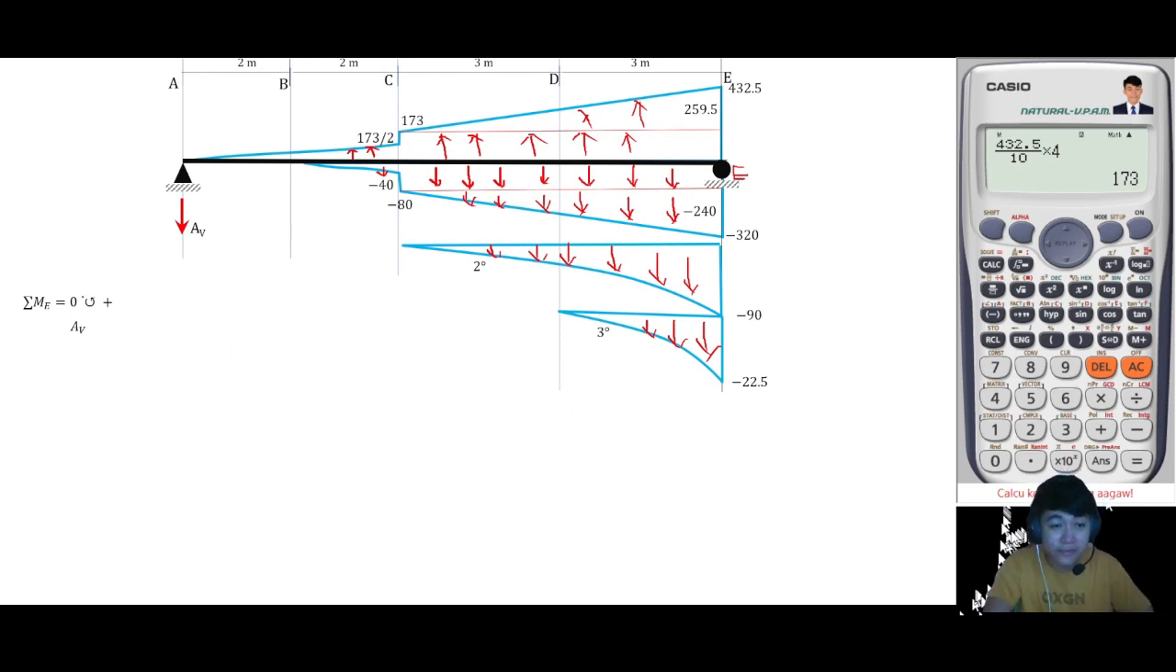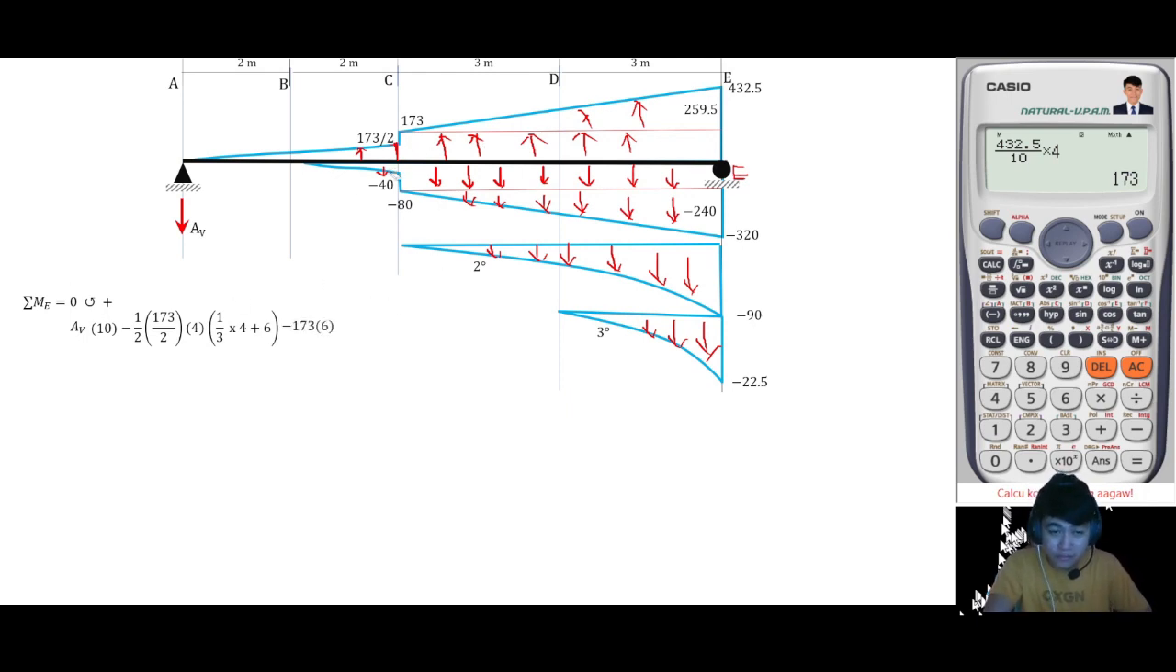So AV, counterclockwise is positive: AV times 10. And then you have the triangular load, one half. Clockwise is negative. Area of this triangle is one half of the height, which is 173 over 2, and then the base is 4, and then the distance is 1/3 of 4 plus 6. And then next is the rectangular load. Counterclockwise is negative also.